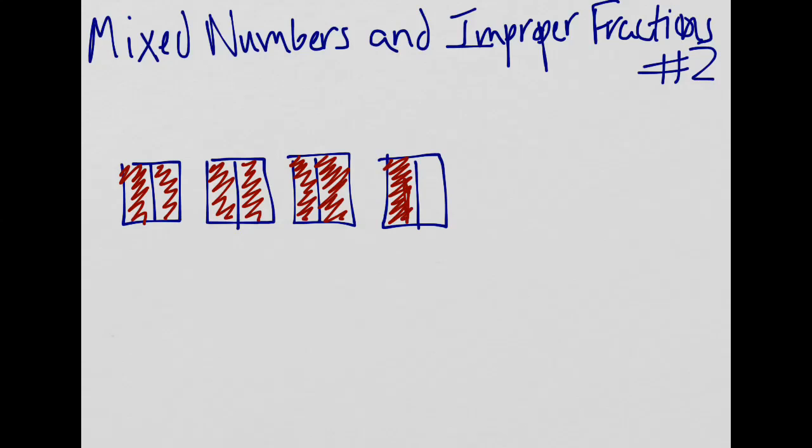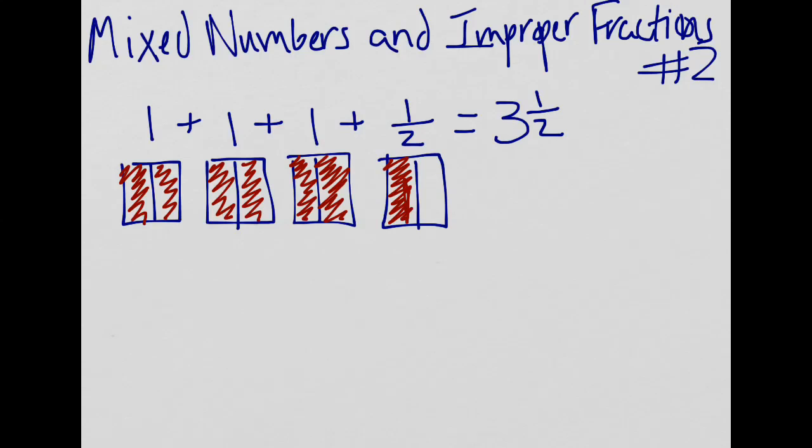So there's 2 ways to write this model. The first one, if I look at each one of these squares as being one whole, that's one whole, it's another one whole, third one whole, and then 1/2. And if I add all of these together, I should get 3 wholes and 1/2.